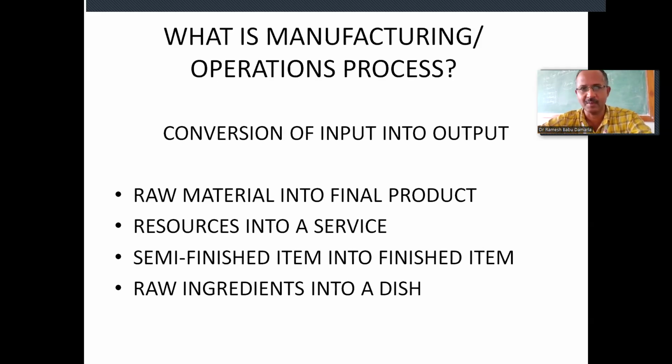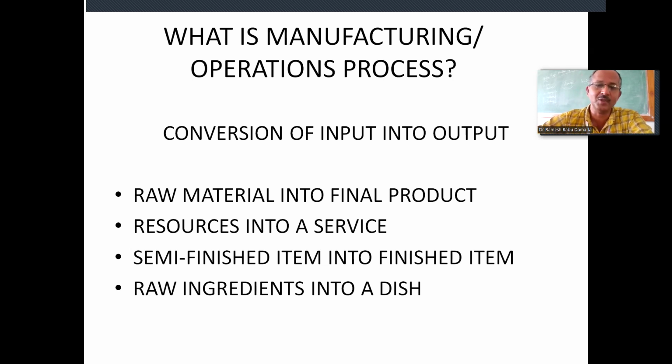What is basically the manufacturing process? As we discussed, conversion of input into output. A few examples: raw materials converted into a final product. Sugar cane is taken, several thermal processes are done, filtration, sulfitation, crystallization. Ultimately, sugar is formed in a sugar factory. It becomes final sugar. Or you take some resources and convert them into a service, like a banking service, airline service.